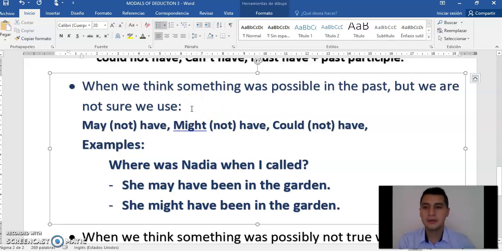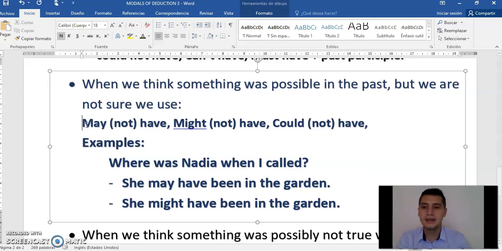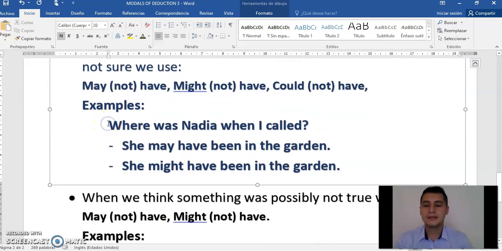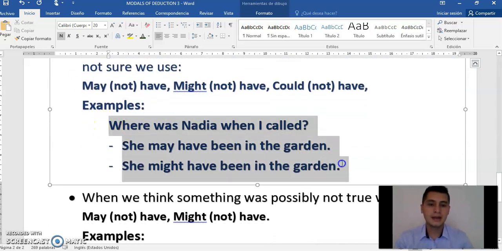Now, I am going to start with the first one. In the class, I am going to explain the first part. When we think that something was possible in the past, but we are not sure, we use may have, might have, or could have. Remember that here we're talking about the past. May not have, might not have, or could not have.